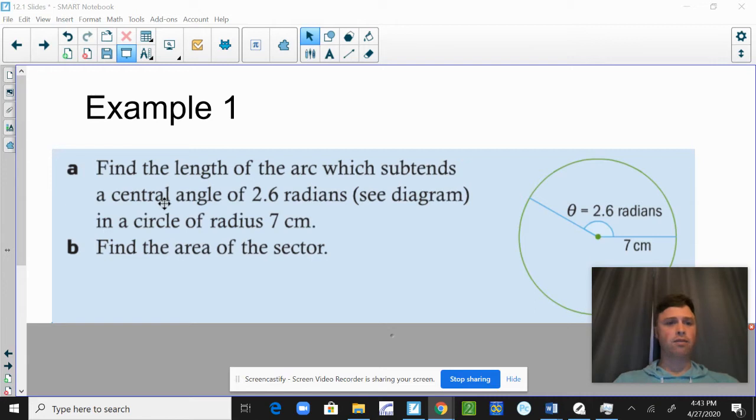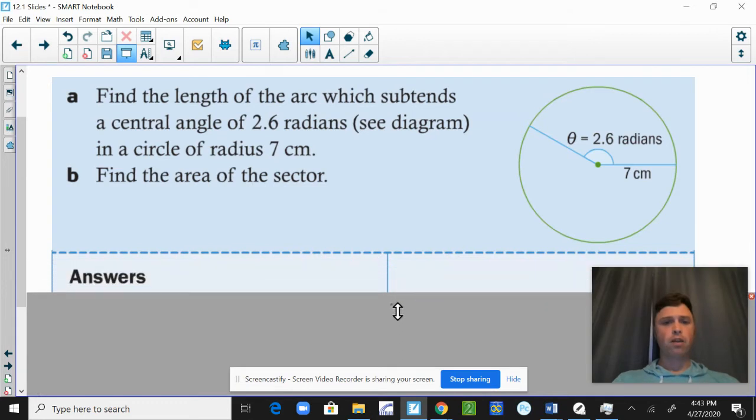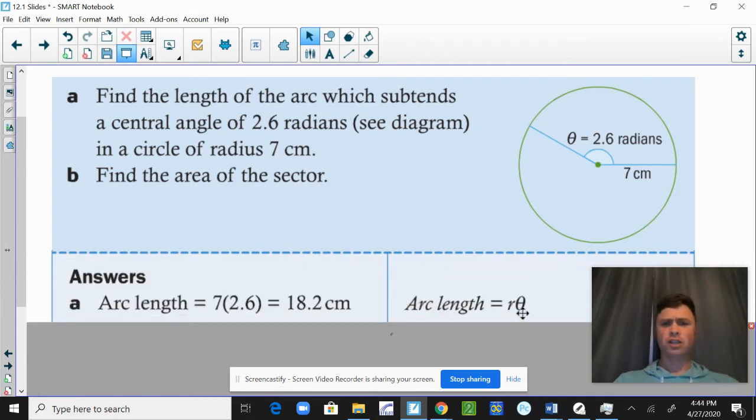And we're being asked to find the arc length, the length of the arc which subtends the central angle, and the area of the sector. So for both of these, we're just going to be using the equations that we were just given, that we just introduced. So for the first one, for the arc length, that equation is just r times theta.